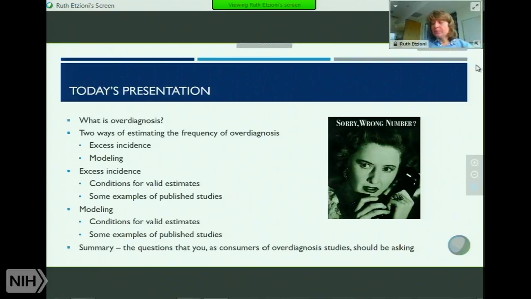So ultimately, by the end of this presentation, I'm hoping that you'll have a sense of the complexity of the problem of estimating overdiagnosis, the importance of getting the numbers right, and how to open up a newspaper, read some numbers about overdiagnosis, and think about whether those numbers can be trusted.